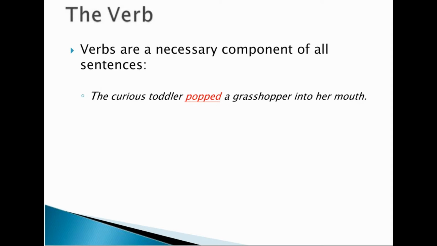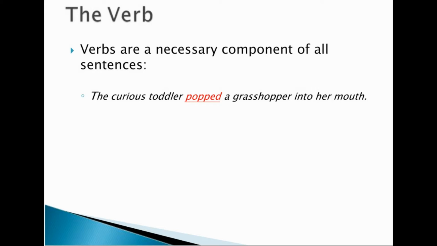Let's start with the verb. Verbs are necessary for all English sentences. For example, the curious toddler popped a grasshopper into her mouth. Popped is a verb. The important thing to remember is that every subject in a sentence must have a verb. Otherwise, you will have a fragment, a major writing error.